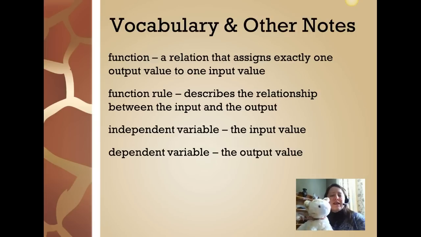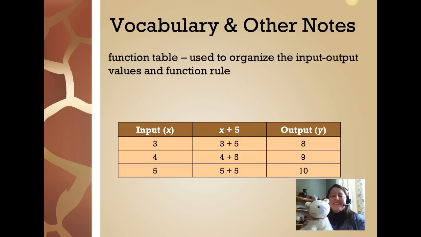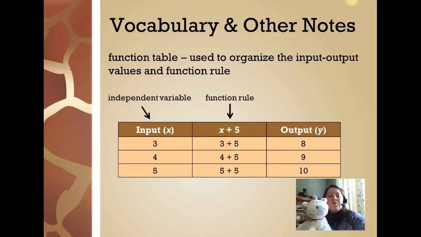Let's take a look at an example of a function table. A function table is used to organize the input-output values and function rule. As you can see in our function table, our input values are in the first column. X is the independent variable. We put different values in for x, then we apply the function rule of x plus 5, and in the output column, we get our dependent variable. What we get out depends on what we put into the function.